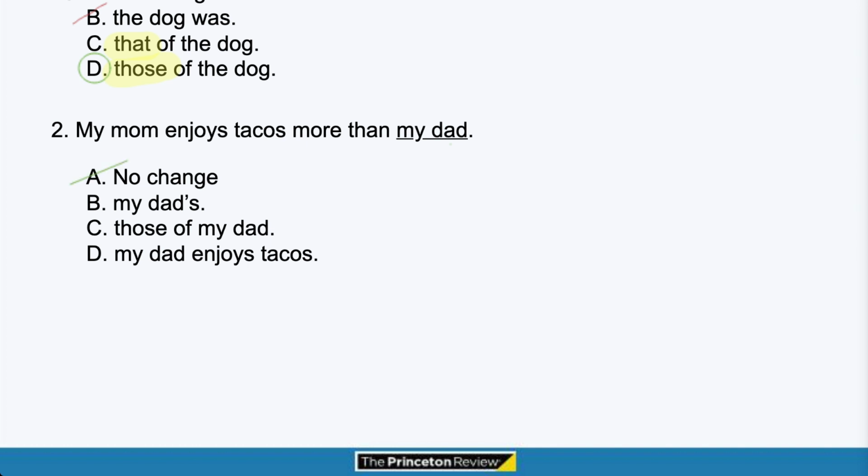Right? So the next one, my mom enjoys tacos more than my dad's. More than my dad's what? It doesn't tell us. So more than my dad's tacos could be, but we don't know. So B is not going to work either.